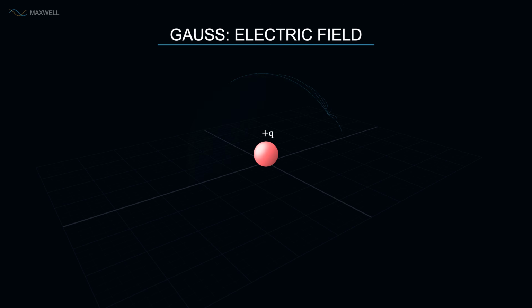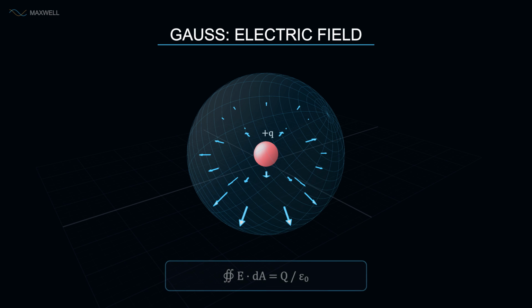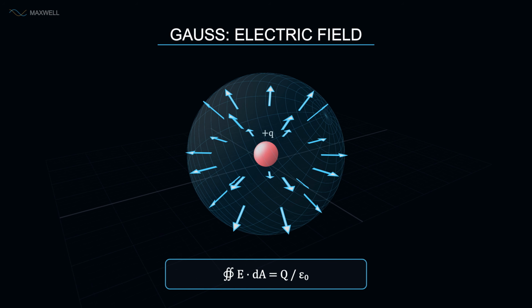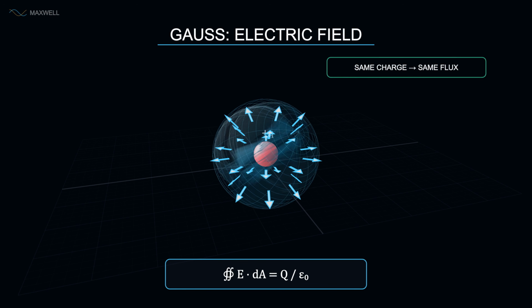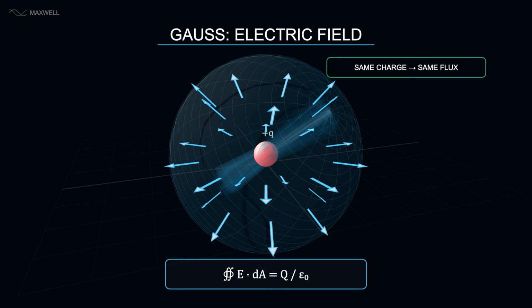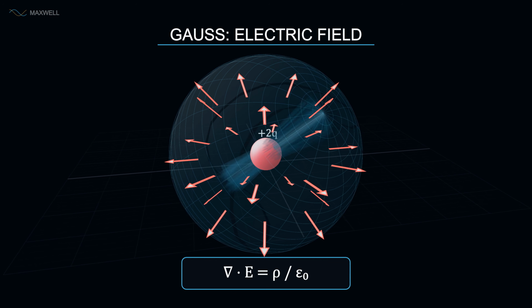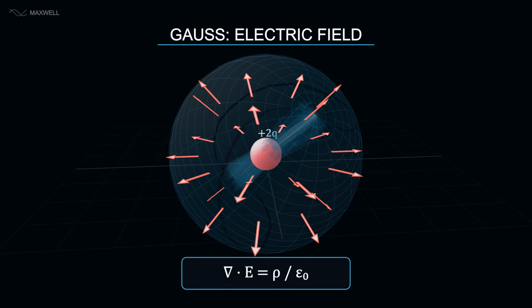Place a positive charge at the center. The arrows point away from it, as if space itself were flowing outward. Now wrap the charge inside an imaginary closed surface. Change the surface's size or distort its shape completely. The total electric flux depends only on the charge trapped inside. Double the charge and the outward flux doubles. That is Gauss's law.